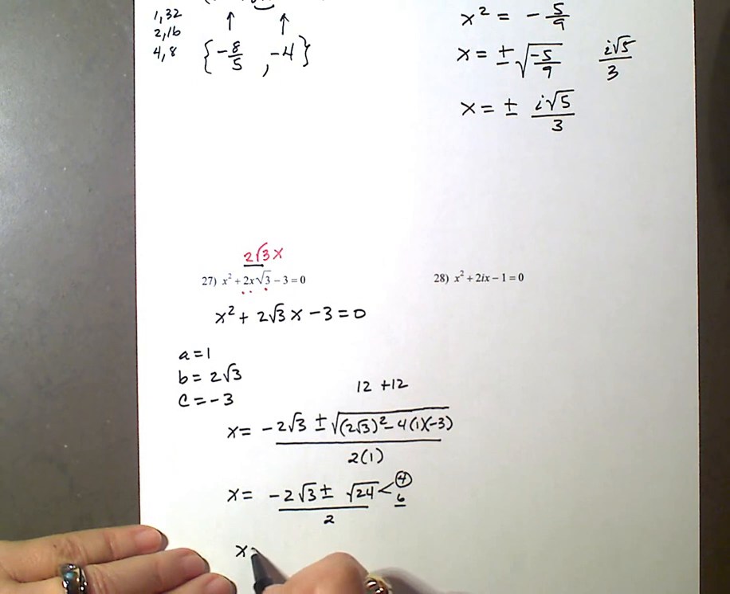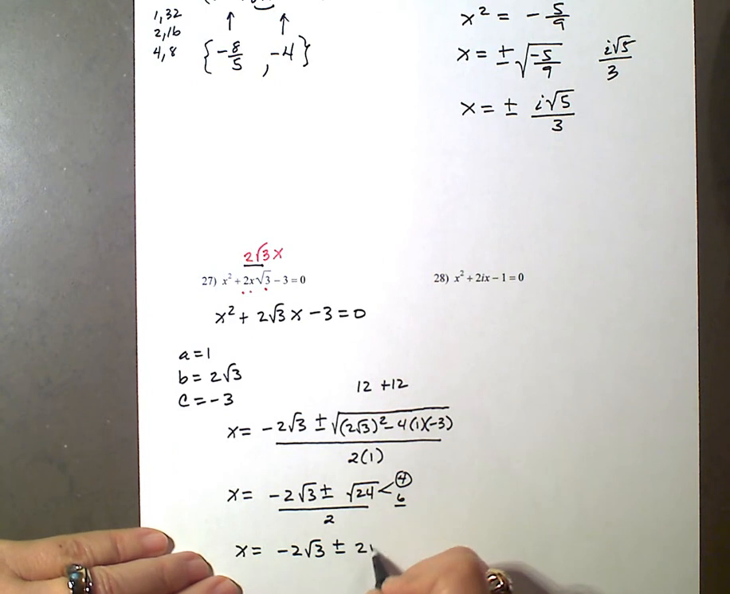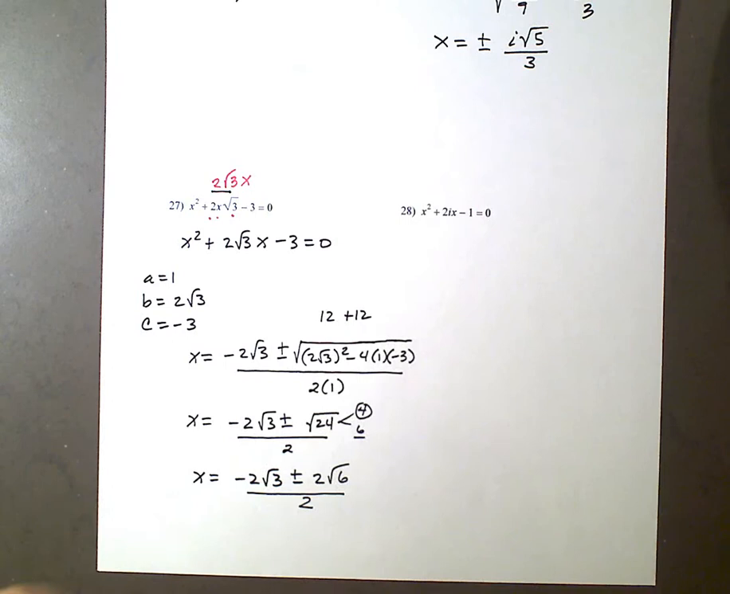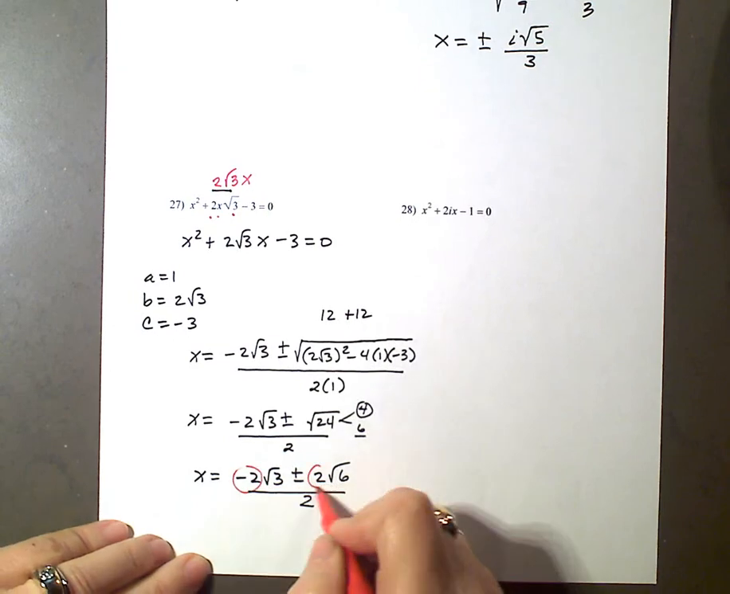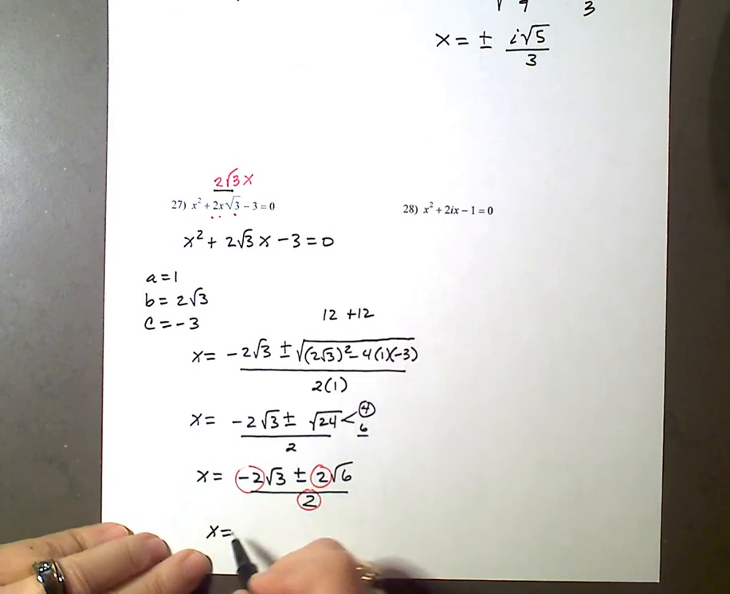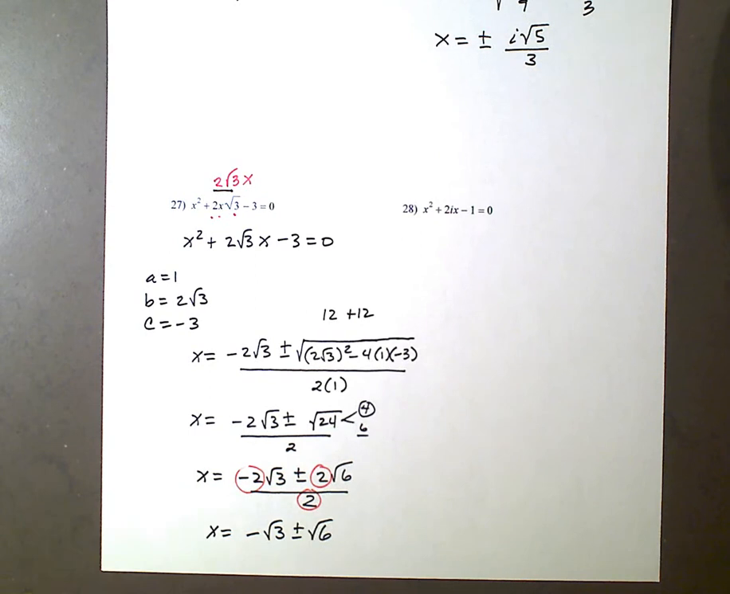We get x is equal to negative 2 root 3 plus or minus 2 root 6 all over 2. And this can be simplified further because I have in the numerator and the denominator a common 2 in all the terms. So if I divide that out, I get x is negative square root of 3 plus or minus the square root of 6 all over 1. So negative root 3 plus root 6 and negative root 3 minus root 6.